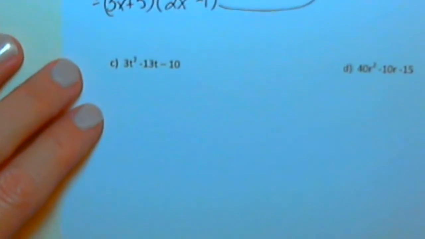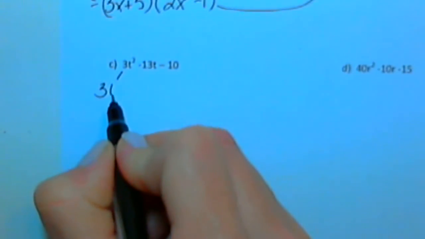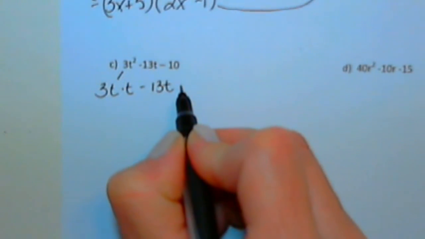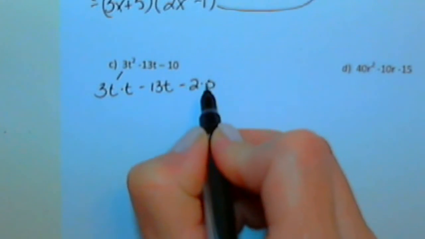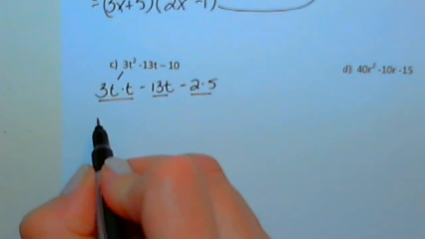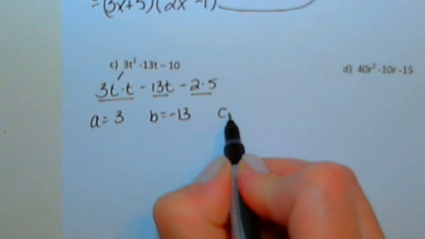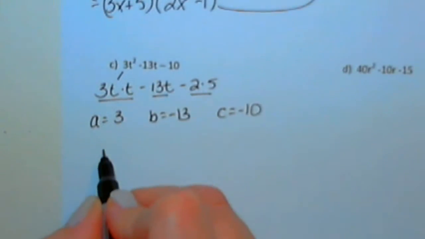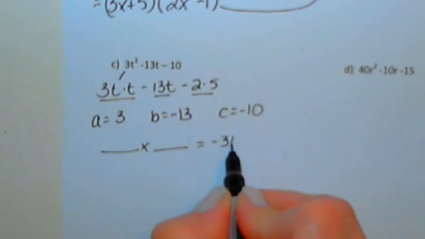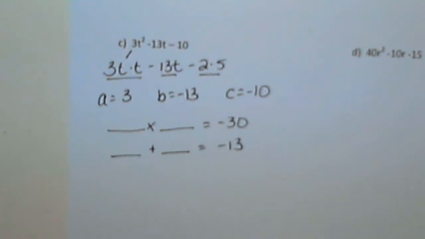Let's do one more quickly if we can. Question C. This is written as 3t squared minus 13t minus 10. Is there a GCF? No, there's not. So the next step is A is 3, B is negative 13, and C is negative 10. I want two numbers that multiply to give me A times C, which is negative 30 again, like last time, but also add to be a negative 13.